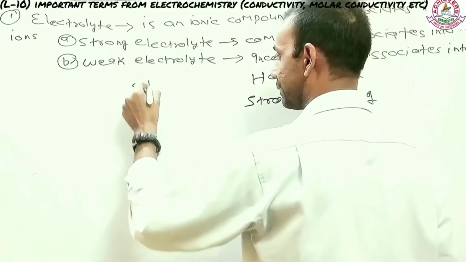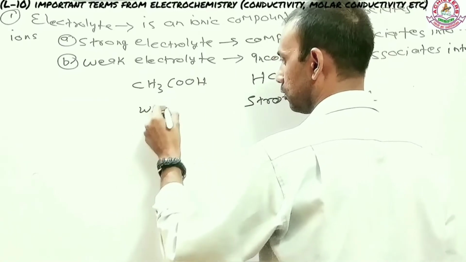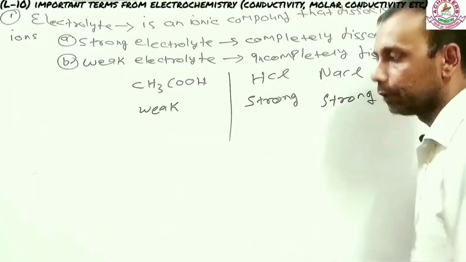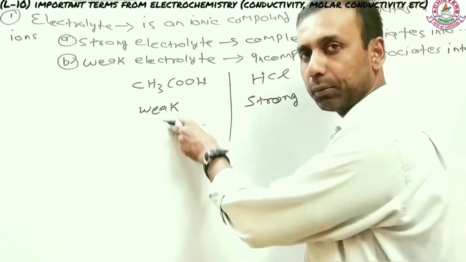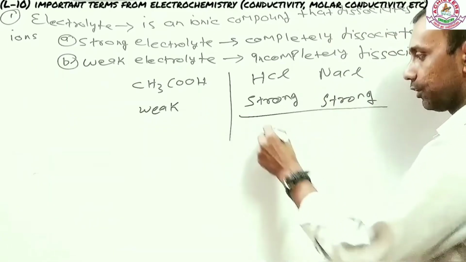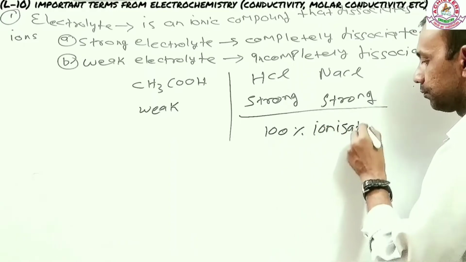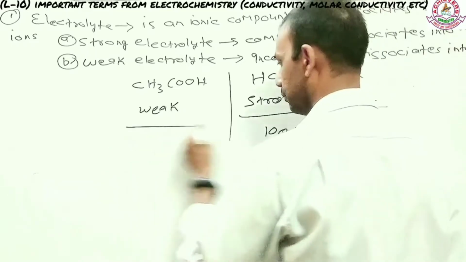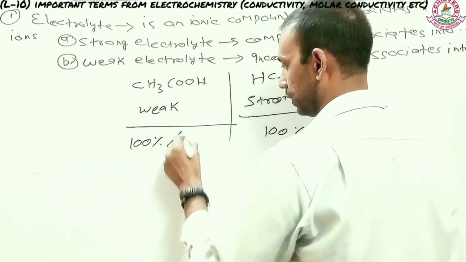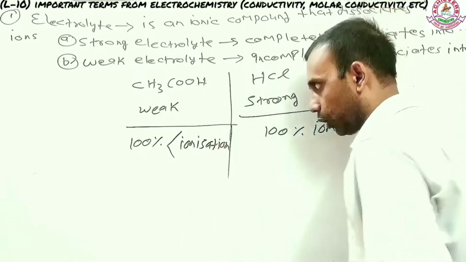Let's talk about acetic acid. This is a weak electrolyte. What that means is that this compound does not get completely ionized, therefore it produces ions in less amount, but these two undergo 100% ionization. So I must write it like 100% ionization, but this one of course has less than 100% ionization. I hope you have understood this very small basic topic, right?